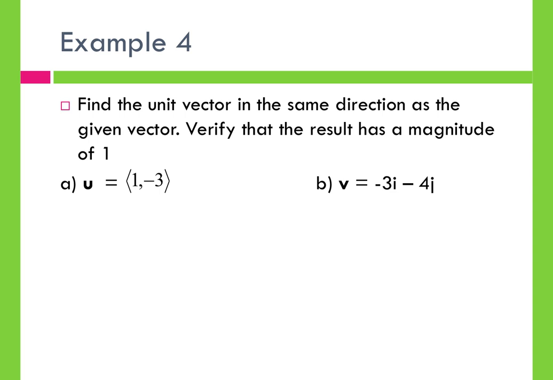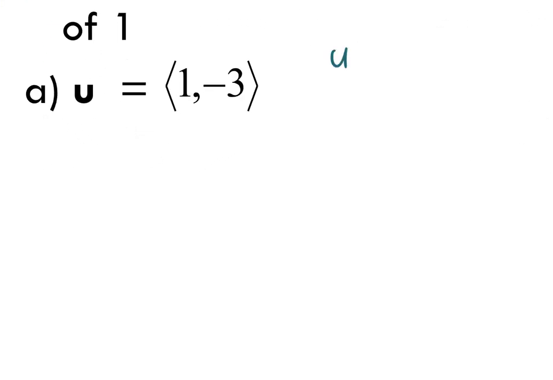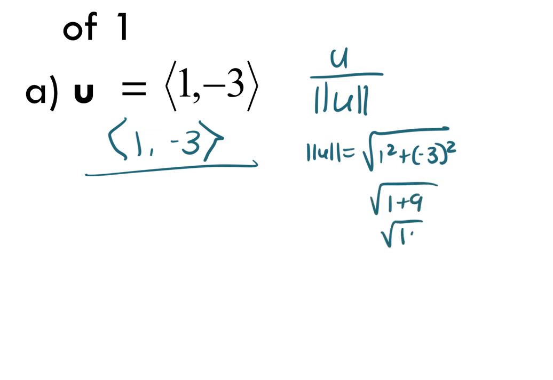An example would look like this. Find the unit vector in the same direction as the given vector and verify the result has a magnitude of 1. So I go to A. I'm doing u over the magnitude of u. U is 1, negative 3, so that's my numerator. The magnitude of u is the square root of 1 squared plus negative 3 squared. Square root of 1 plus 9, square root 10.